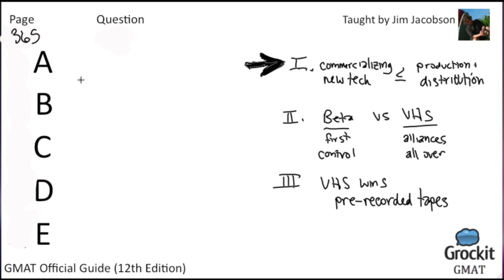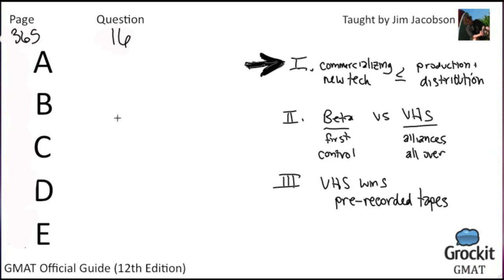All right, number 16. The alignment of producers of VHS format VCRs with producers of pre-recorded videotapes is most similar to which of the following? Okay, so this is one of these trickier and a little bit more rare questions. It's an application question where you're asked to apply a model from the passage to an outside situation.